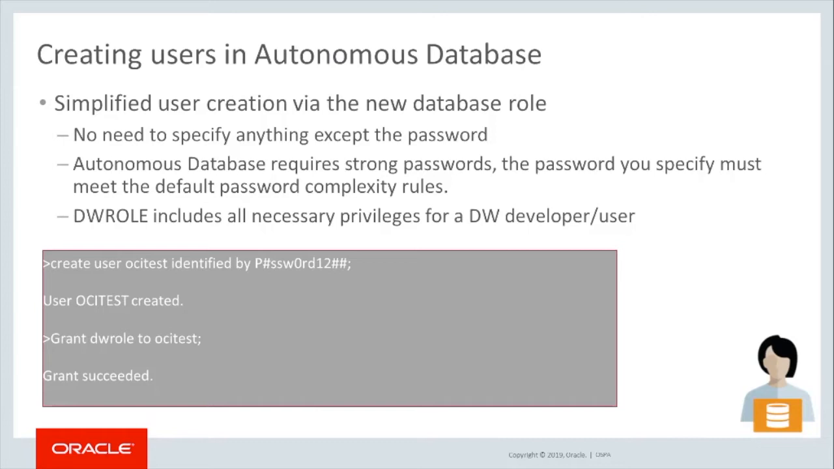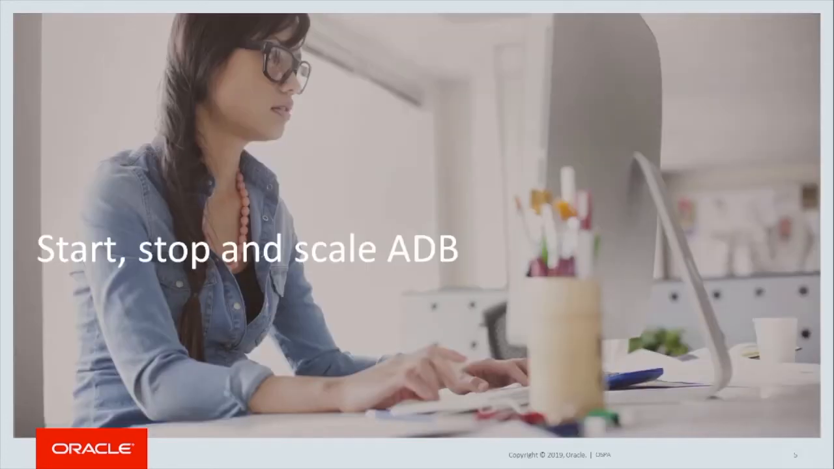But when granting roles such as DW role, all roles necessary to perform user-level operations are granted to the user. Users can also be created through front-end tools such as SQL Developer or through OCI calls as described later in this module. Let's see how to start and stop and scale an Autonomous Database.